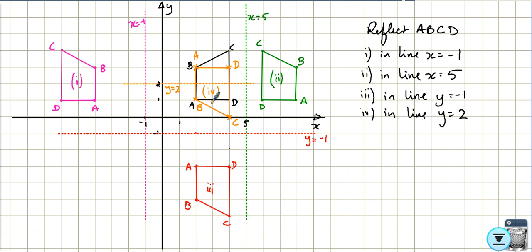So this is how you reflect shapes in the lines x equals a and y equals a. There are no rules because, as you can see, the lines can change from one problem to the other. So all you need to do is count squares to get to the results. Okay? That is the lesson for today.